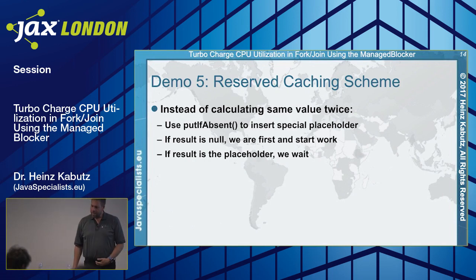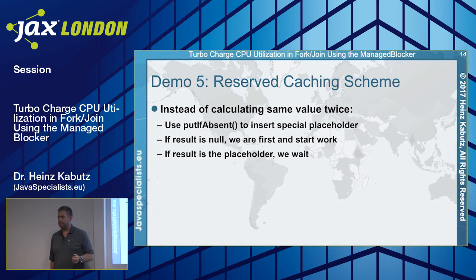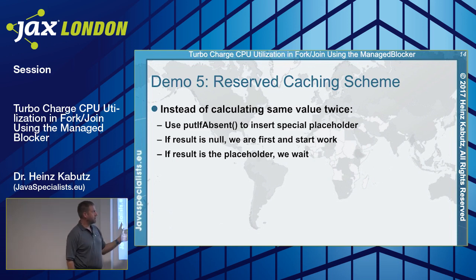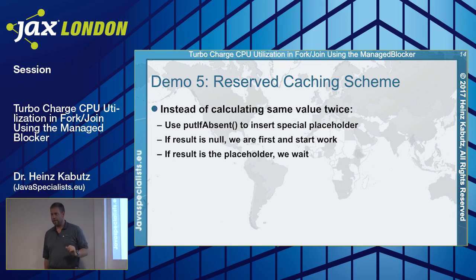Excellent. So what we're going to do next is use something called putIfAbsent, as opposed to just get. When we say putIfAbsent, we're going to put in a special placeholder object. What this means is, if you call putIfAbsent and you get back null, you were the first thread, the first user, to try and calculate this number. Because you're the first, you start calculating.